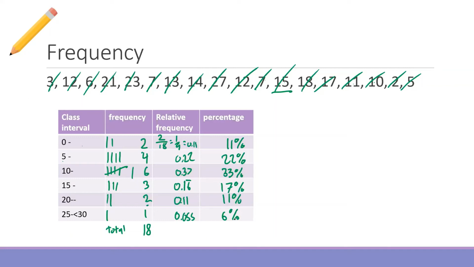So that's how I can create a frequency table. I first did a tally, and then used that to get the frequency. I use the frequencies to get the relative frequencies. So 2 divided by 18, 4 divided by 18, 6 divided by 18, 3 divided by 18, 2 divided by 18, and 1 divided by 18. Then when I got them in decimals, just move the decimal point over to get percentages.